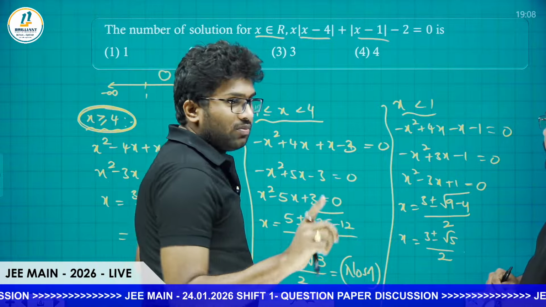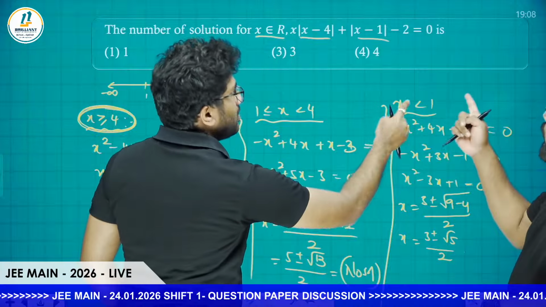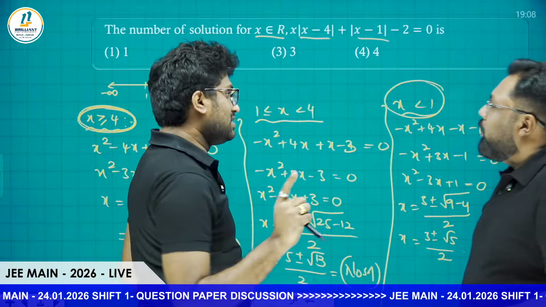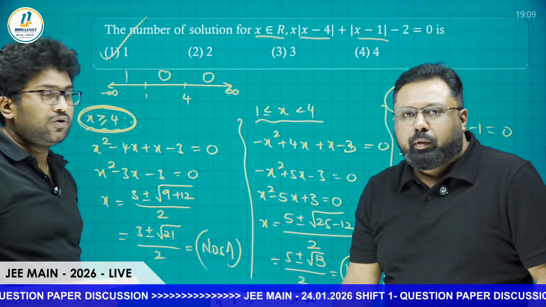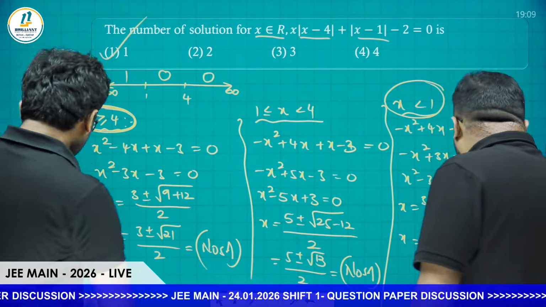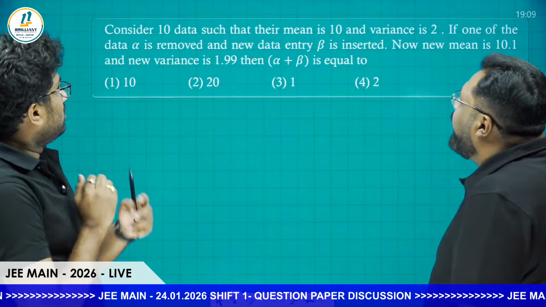1 point something by 2 will be 0 point something. So that means the value is only for x less than 1. There will be only one value. So the overall solution is that the number of solutions will only be 1. Easy question. Yes, sir. Repeated.